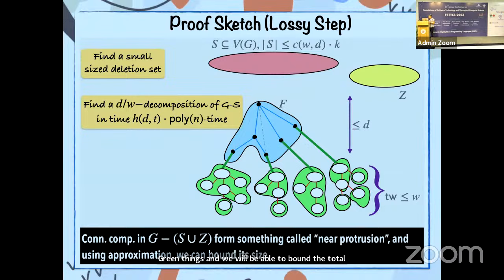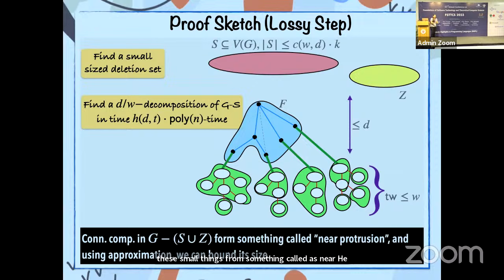And to do that, we can prove that these small components that we have form something called a near protrusion. And to prove that they form near protrusion, we use the property of the first rule that we have, that between every pair of vertices that have high flow between them, we always have an edge. Using that, we can show that these small things form something called a near protrusion.